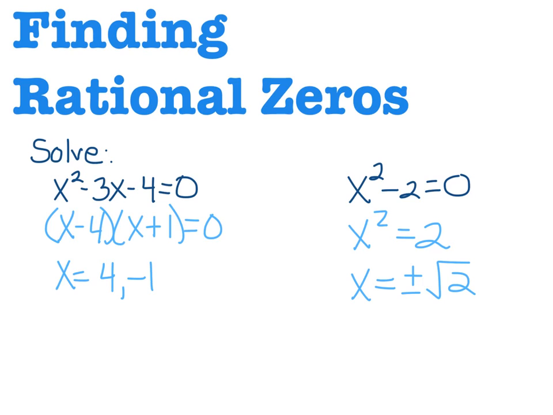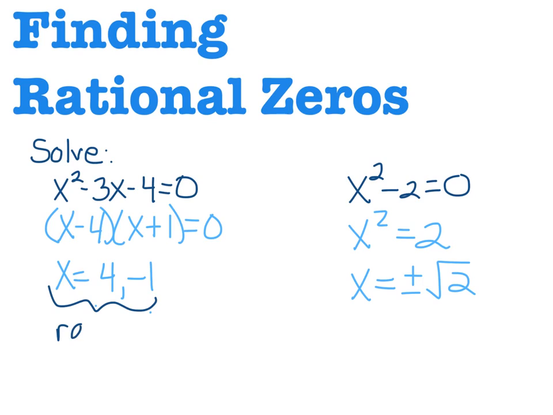Okay, so on this first one, you should have factored it and then set each factor equal to 0 and got x equals 4 and x equals -1. On the second one, you didn't need to factor it. You can just move the 2 to the other side and then take plus or minus the square root, and you get plus or minus the square root of 2. So on this one, we have a couple of rational answers.